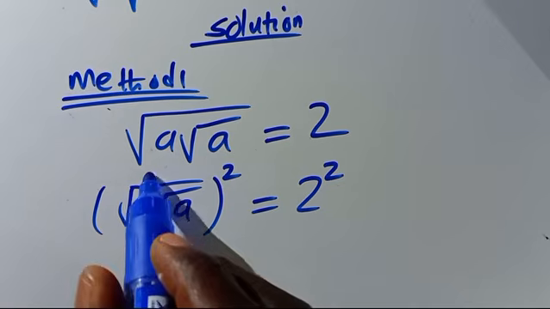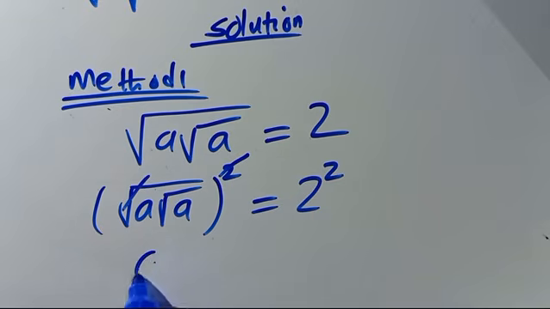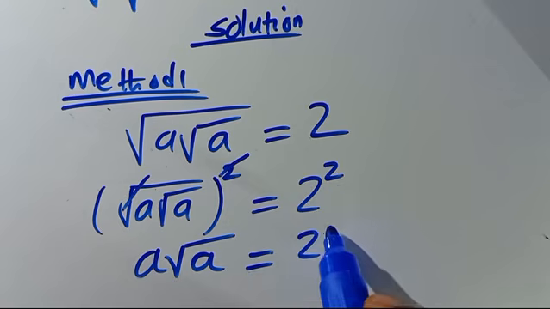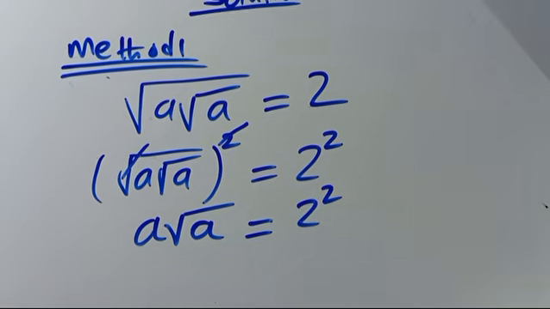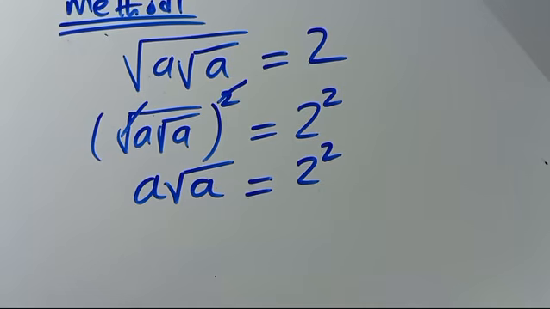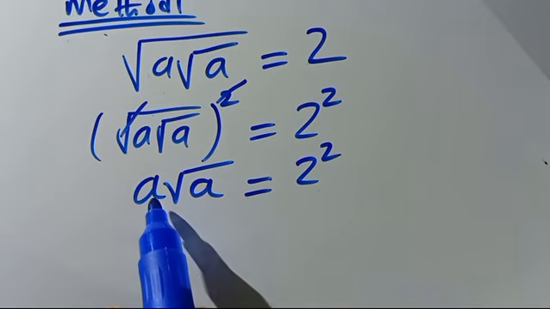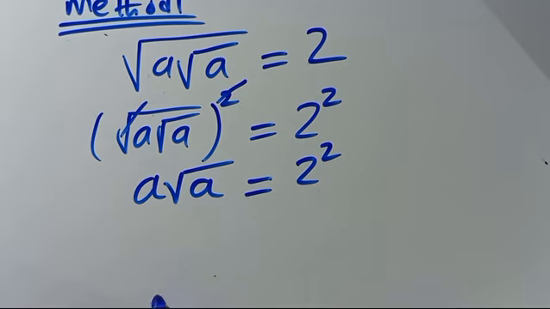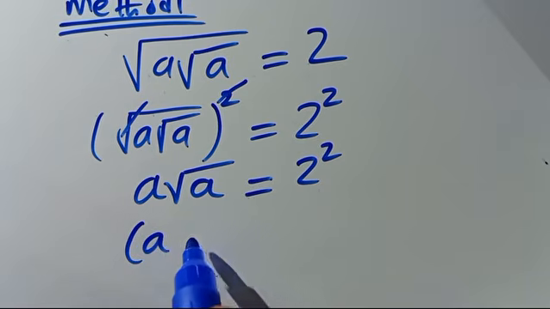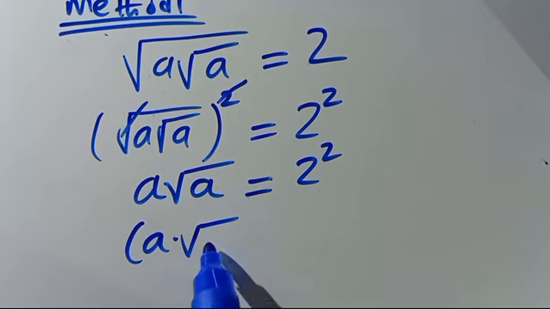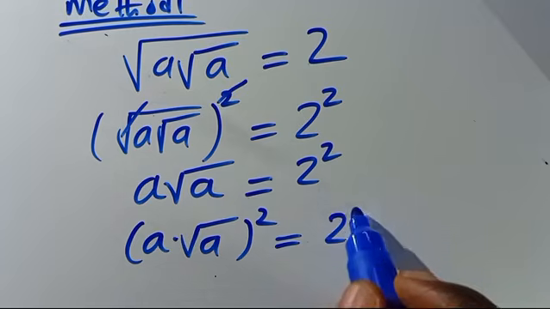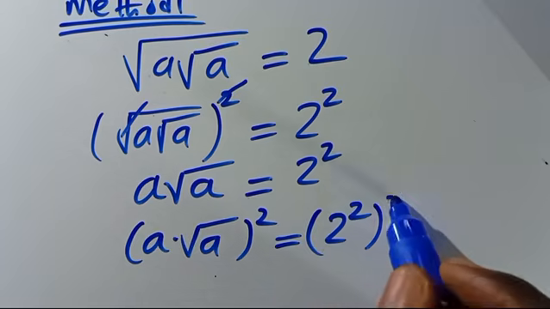Now from here, we cancel this out. We have a times root a equals 2 to the power of 2. Now from here, we have to square both sides again to eliminate this. So from here, we have a times root a all in parentheses square equals 2 square, again in parentheses square.